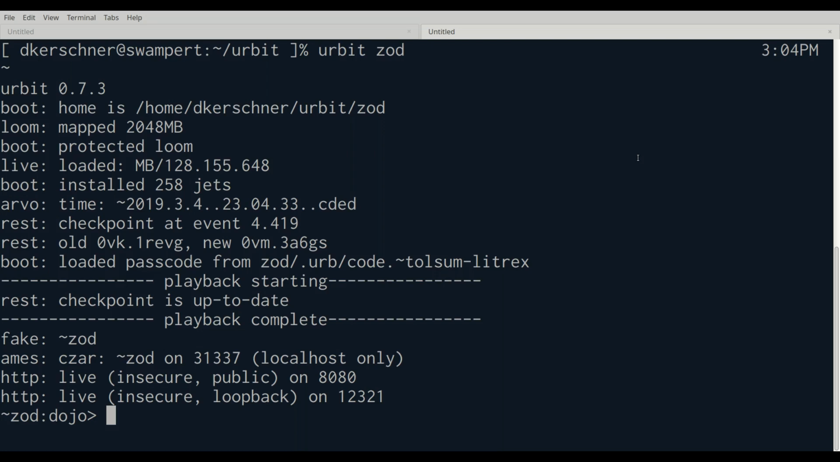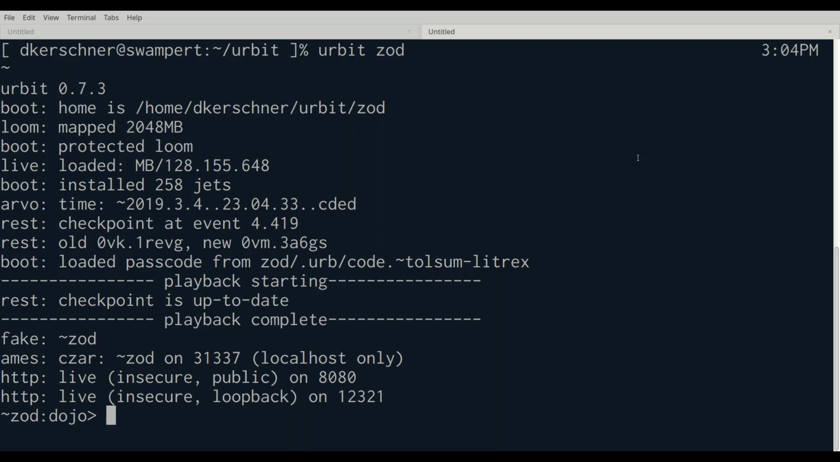Alright, so here we are in the dojo of our fake Zod that we previously booted. If you don't have a fake Zod, please go back and view video 0 on how to get a fake Zod running on your system. So here we are in the dojo. We're going to actually interact with some of these ideas that we've looked at previously, and we're going to expand on them a little bit.